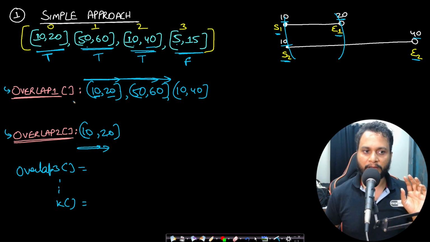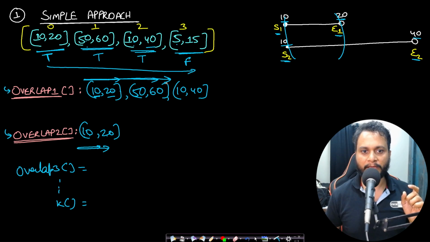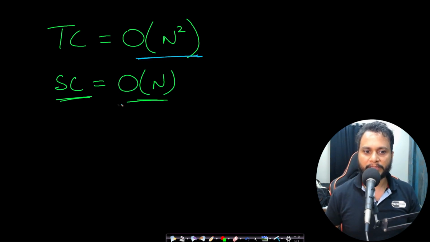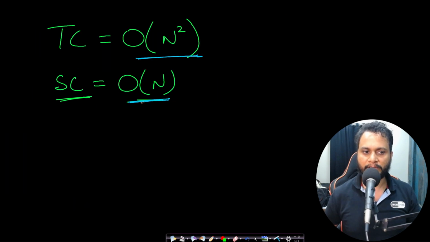But just coming to the problem statement, we just had double overlap and triple was not allowed. Since we are iterating through the entire array one time and then checking it in overlap 1 and overlap 2, for each interval we will be doing order of n operations, and that is why the time complexity is n square. The space complexity is order of n because in this case the maximum size of the array will be 2n, right? And that is why it is order of n.